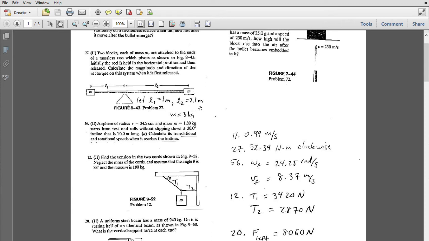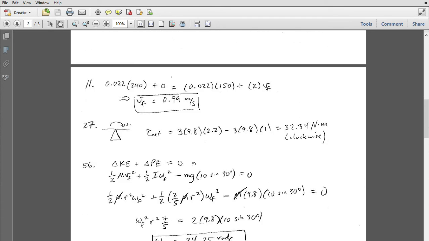And let the mass at these two locations be 3 kilograms. Let's calculate the net torque, or the magnitude of the torque. The direction of the net torque: we can see this one's farther out, so it's going to tend to make it rotate clockwise. So that's the direction. For the magnitude, let's call this the positive direction, so we would have plus little m times g times its moment arm, which is little m times g times 2.1, minus little m times g times 1 meter. Plug in little m equals 3 kilograms and calculate that net torque. I get 32.34 newton meters in the clockwise direction.